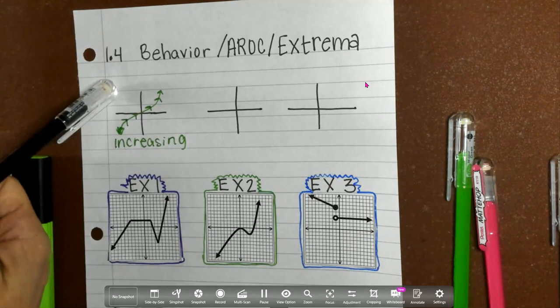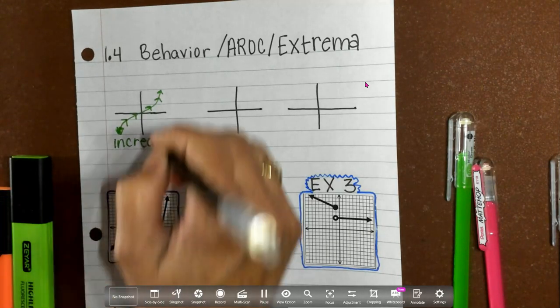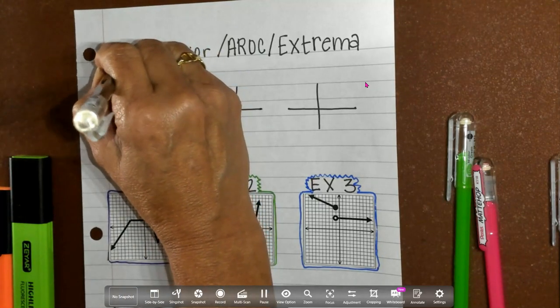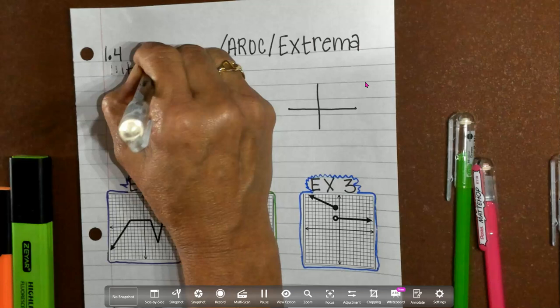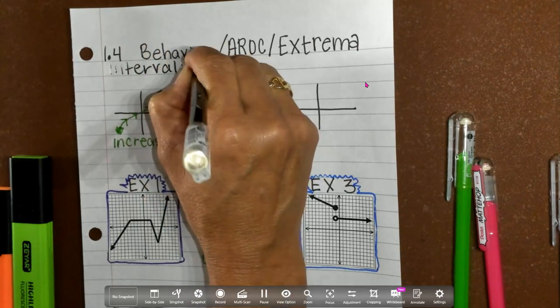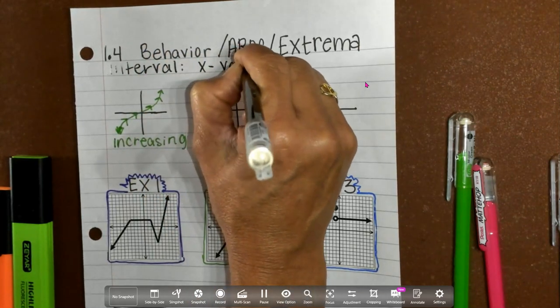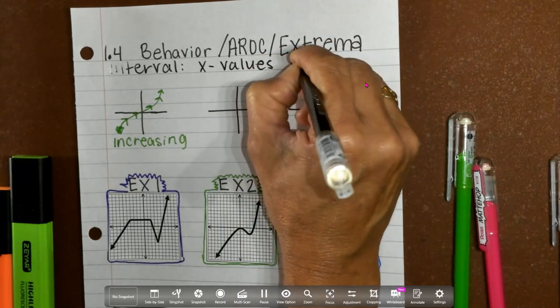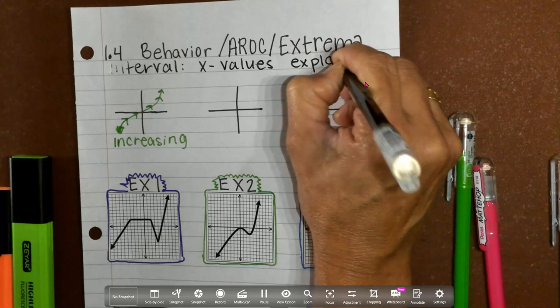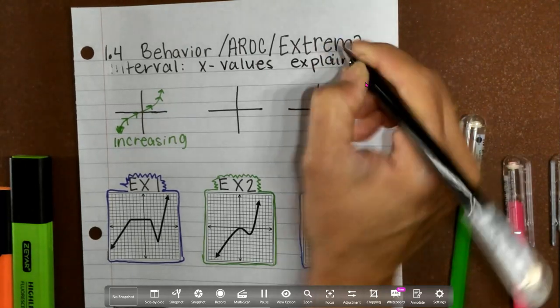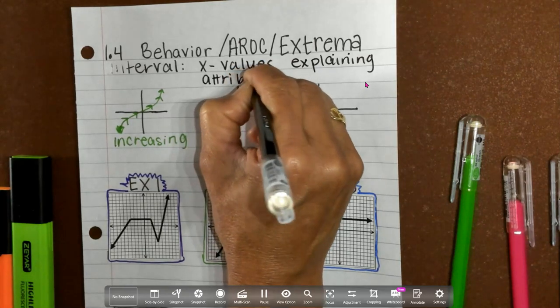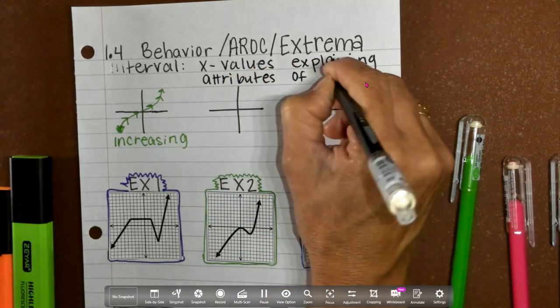Now I asked you to leave these two lines blank on purpose because an interval, again, is only the x values. It is x values explaining the attributes of a graph.